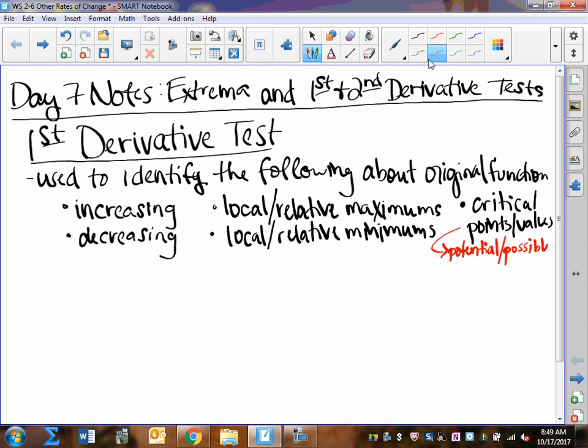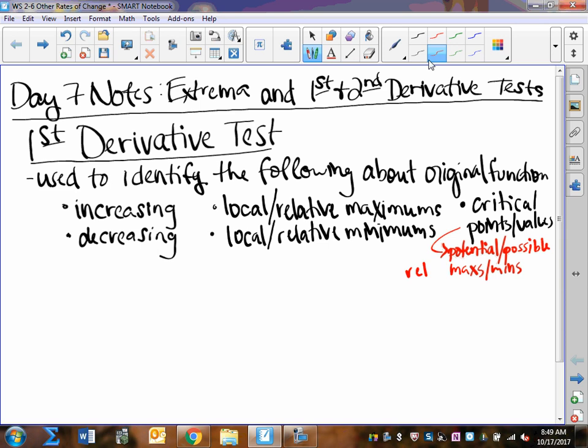Like you do the above the number line, below the number line, something like that. Yes, it deals with the number line. So potential or possible maxes and mins, and when I say maxes and mins, I mean relative maxes and mins. Again, as was said, these are potential ones, so we do have to test to see are they actually a max or a min.